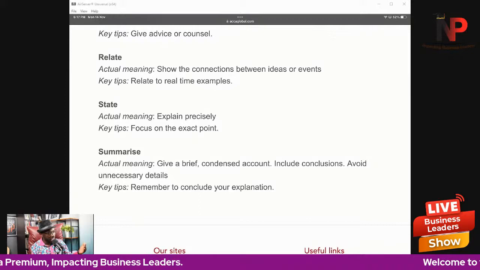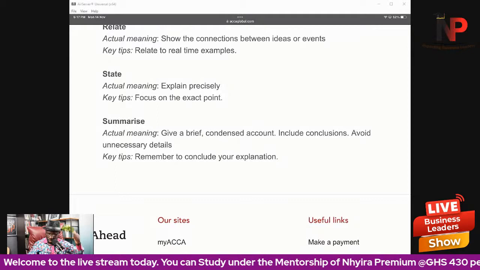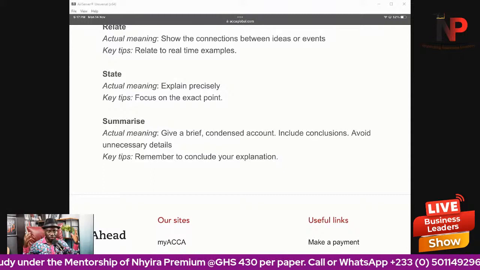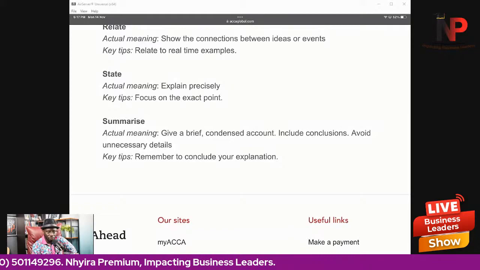Then the last verb is summarize. Summarize means you give a brief, condensed account, and you include conclusion, avoid unnecessary details. Remember, you conclude your solution or your explanation always. So these are the various verbs that the examiner is going to be using in your exam hall.